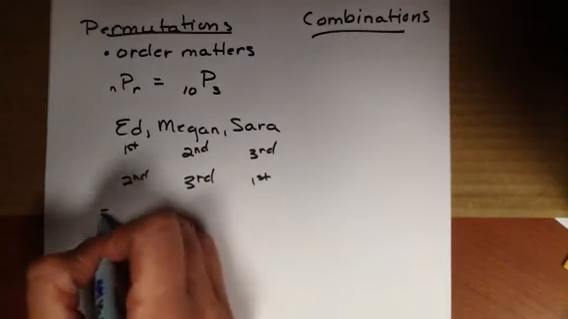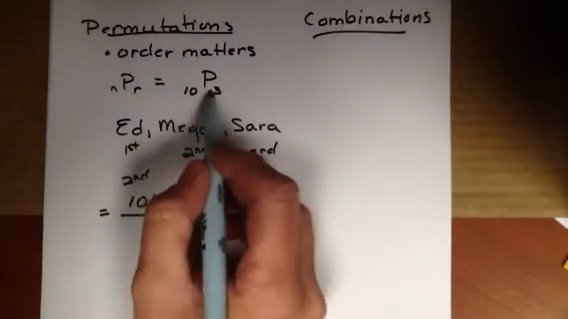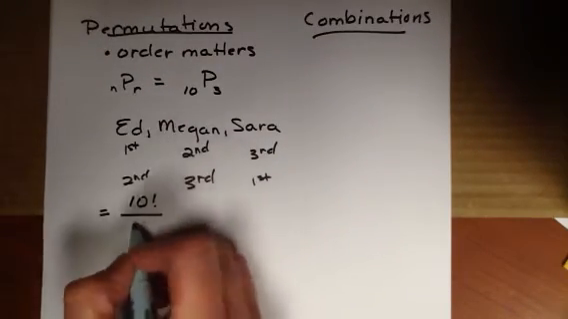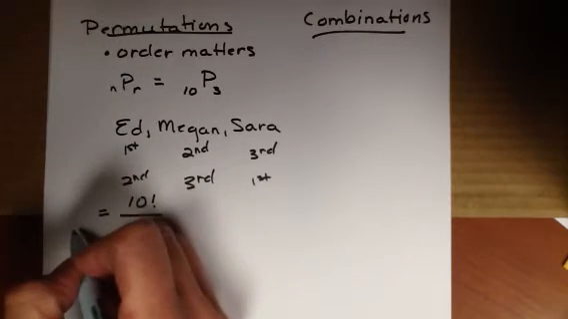So if you remember the formula from Dr. Mosley, it would be 10 factorial over 10 minus 3 factorial, or n minus r factorial, or 7 factorial. Okay?